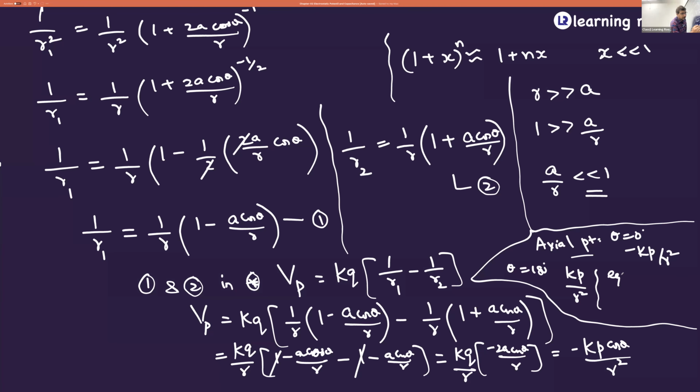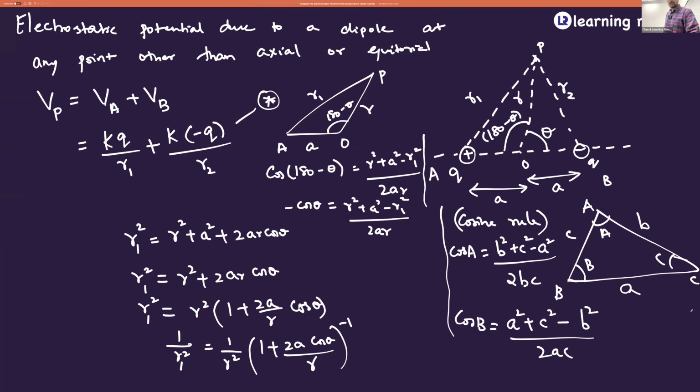And what about the equatorial point? For the equatorial point, theta will be 90 degrees. So if you substitute 90 there, the value will be 0, and that is what we got in the previous case. So this is a general formula which can be used for either of the situations, right? So it starts from here.